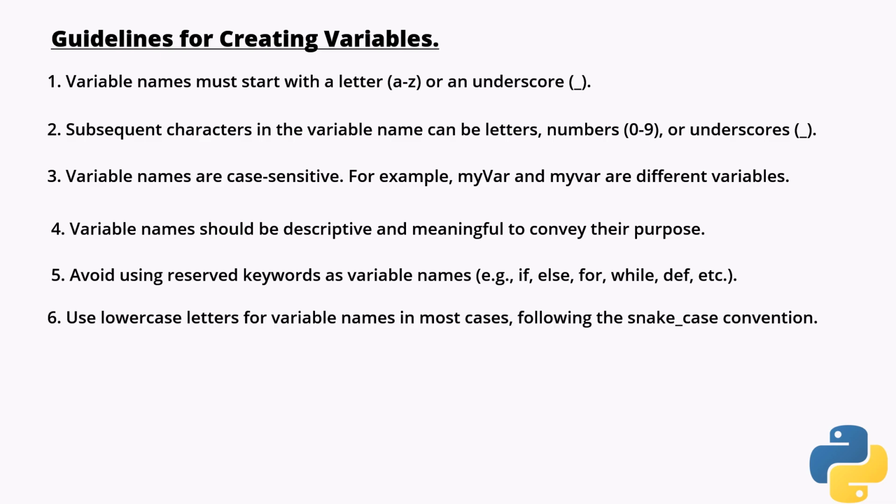Also, use lowercase letters for variable names in most cases. It is very important to use lowercase letters in most cases, and also follow the snake case convention. So the snake case convention is using an underscore to replace space. Instead of putting a space between two words, use an underscore to replace the space.